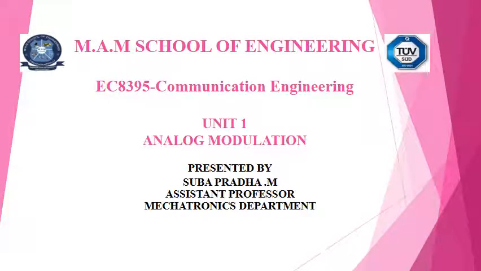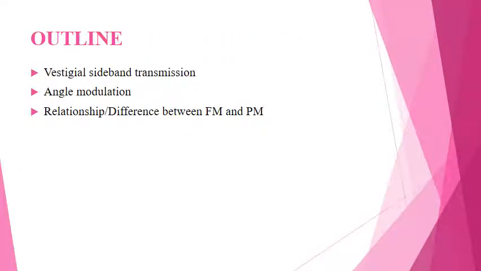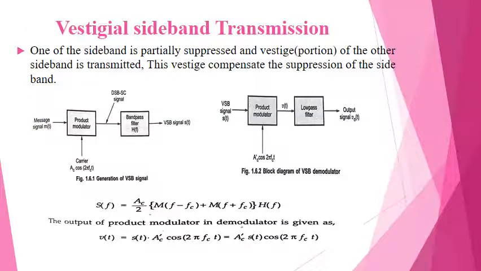Hello everyone. Here we are going to see about the Unit 1 continuation process. Today we are going to see about the vestigial sideband transmission, angle modulation and the relationship or difference between the FM and PM. First we are going to see about the vestigial sideband transmission.